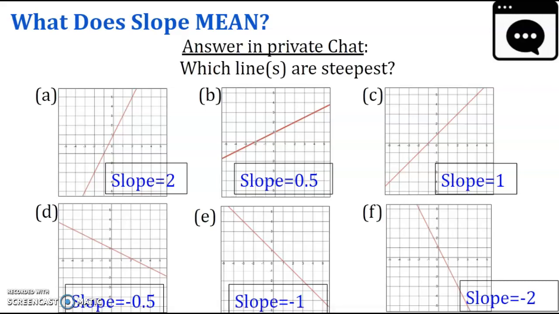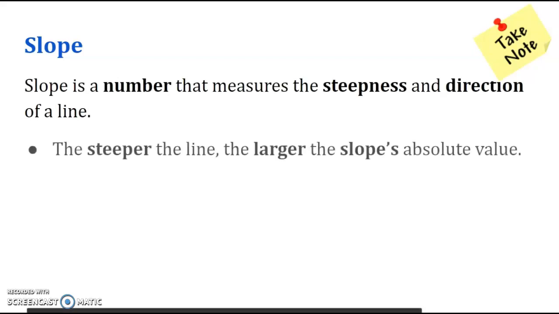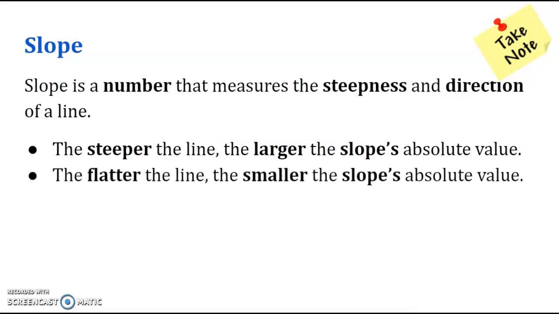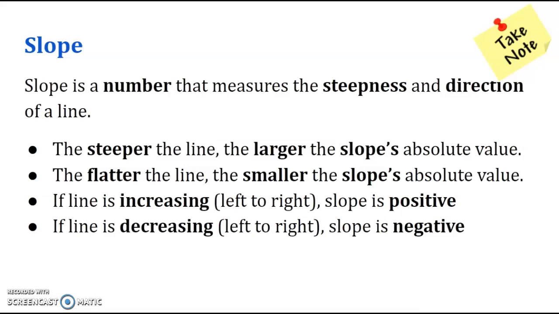So this helps me to take some notes here. What is slope? Slope is a number that represents the steepness and direction of a line. The steeper the line, the larger the slope's absolute value. Absolute value means we don't really care whether it's positive or negative, we just care about the number itself. And the flatter the line, the smaller the slope's absolute value. If the line is increasing from left to right, the slope is positive, and if the line is decreasing from left to right, the slope is negative.